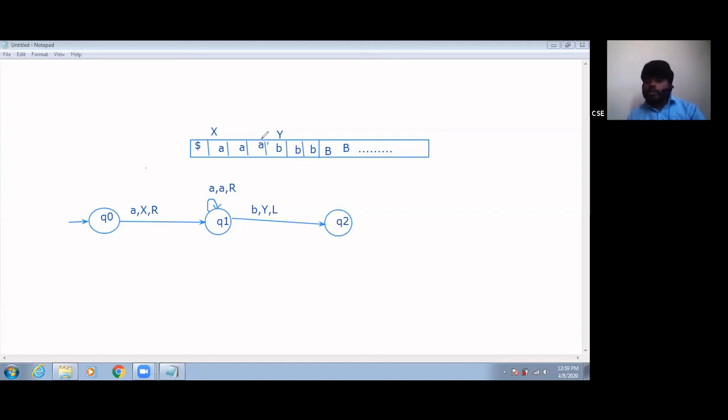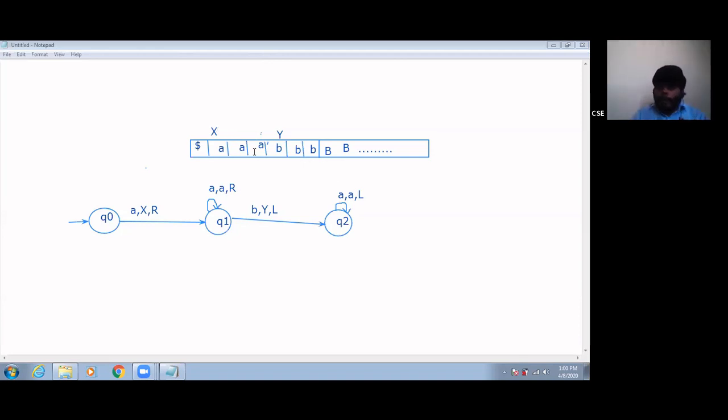Because B I am making as Y and moving left-hand side, I encountered A at the state Q2. At this state, for any number of A's, I need to move left-hand side. I need to keep A only and move left-hand side until I encounter X.